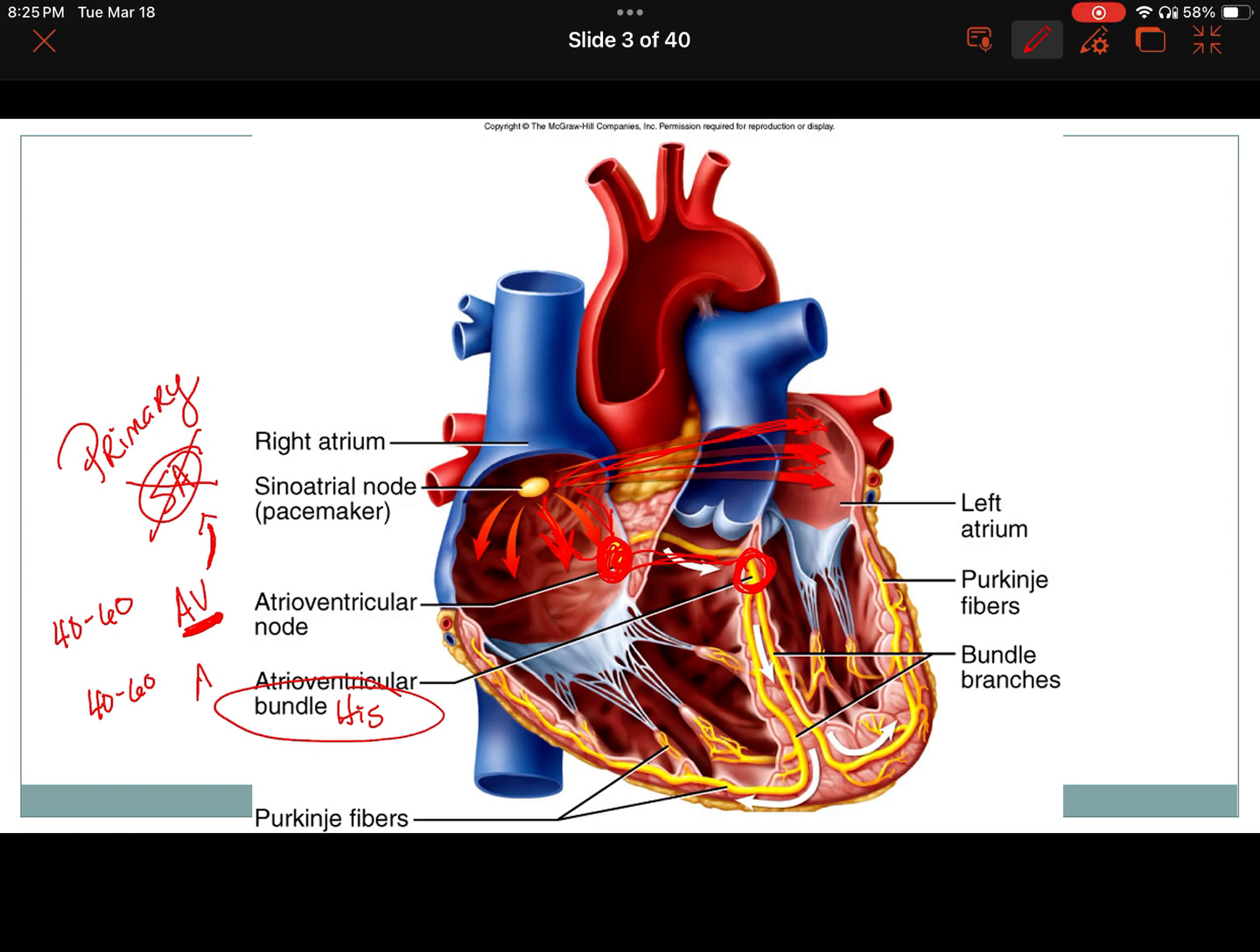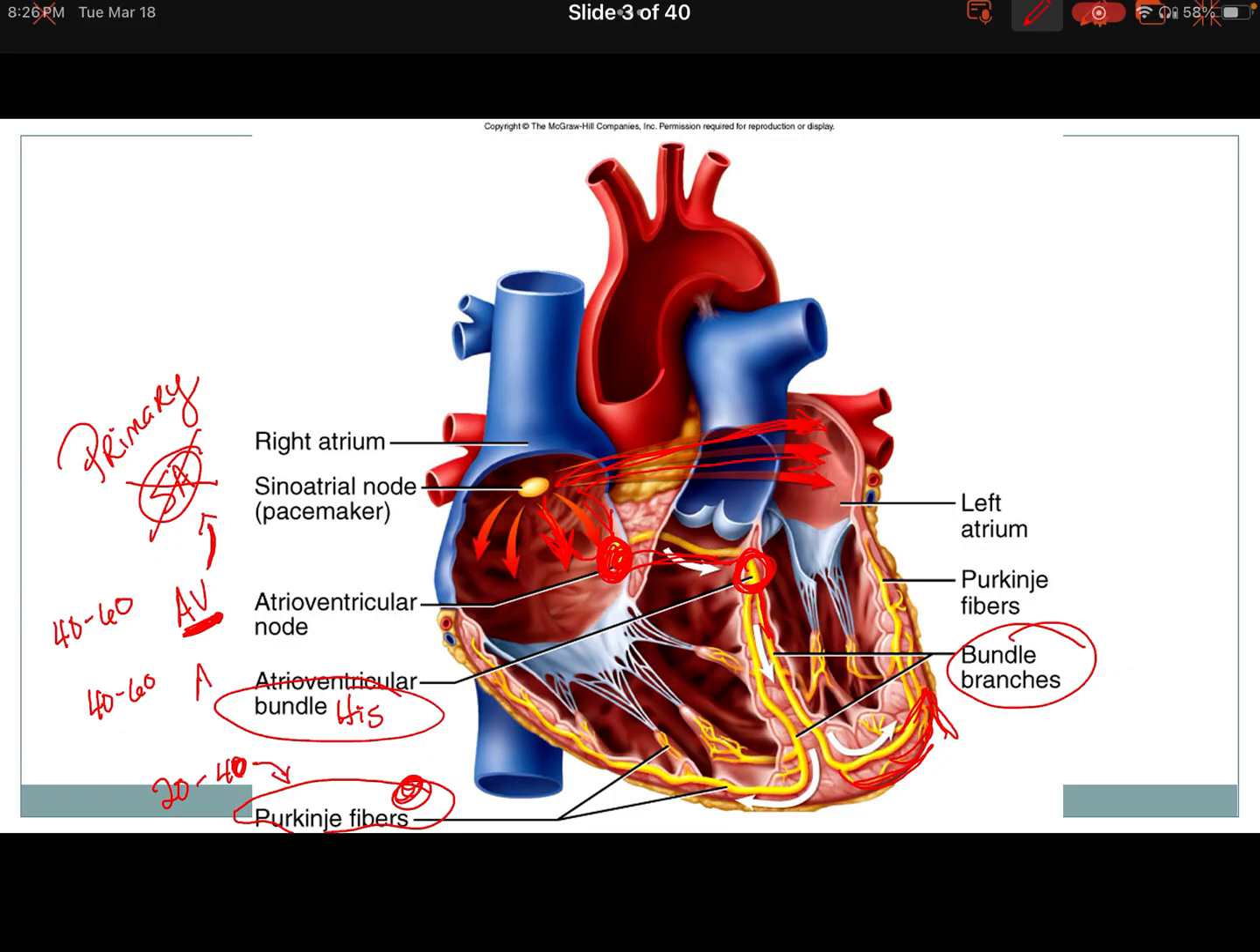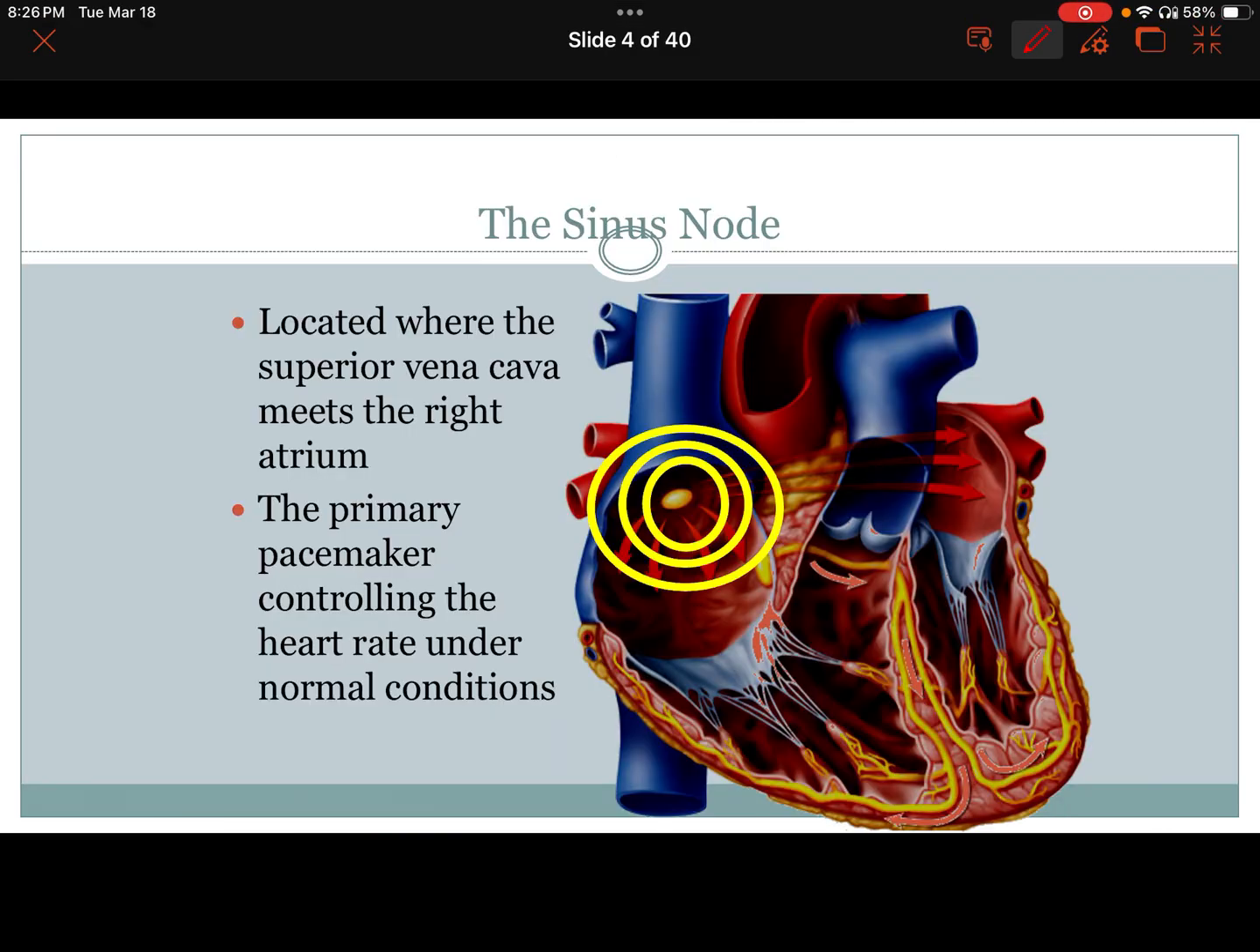Now, once you leave this, it's going to travel down the bundle branches, and it will wrap around the bottom side of the heart to feed that outer layer, and that's known as the Purkinje fibers. Those Purkinje fibers are your last stop in the how-do-I-keep-from-dying mode, and they fire at a rate of 20 to 40 beats per minute. So just kind of review so that you guys can remember how that works.